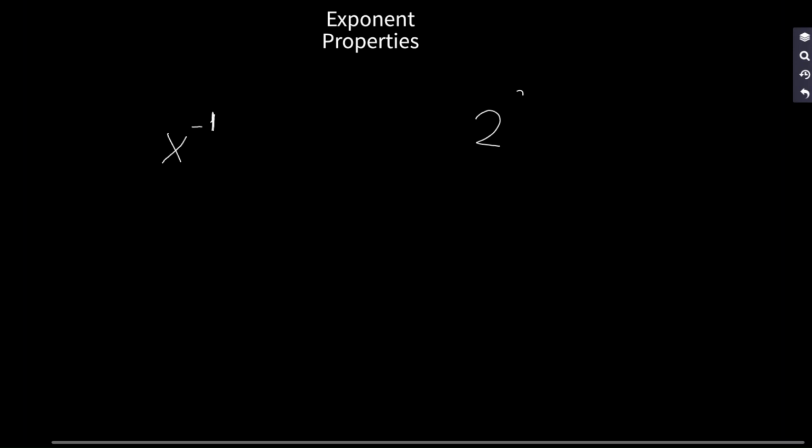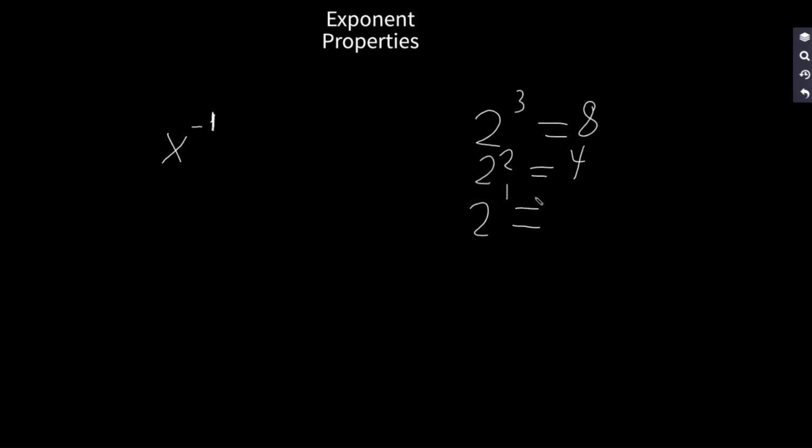Let's say we have 2 to the third power. This is equal to 2 times 2 times 2, or 8. And 2 squared. Well, this is equal to 2 times 2, or 4. Now 2 to the first. This is equal to 2 times, well, just 1 two, so 2.